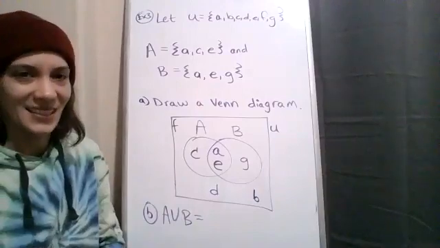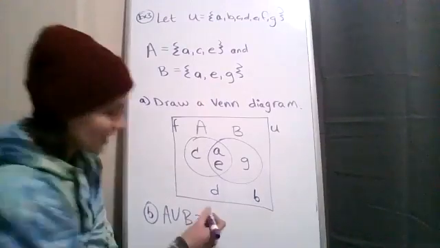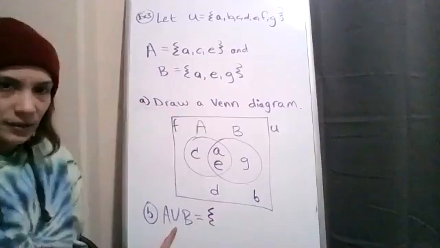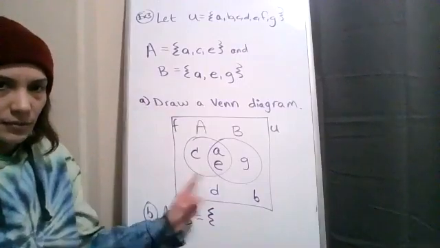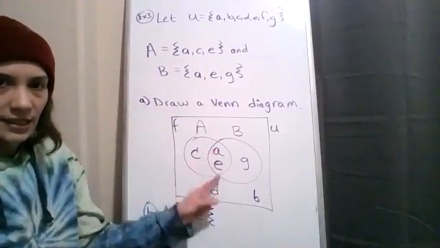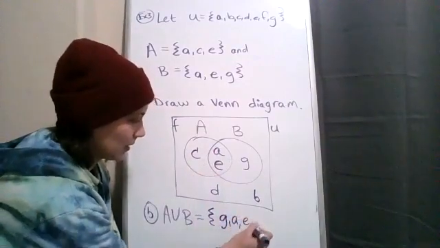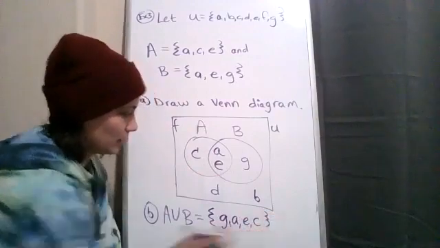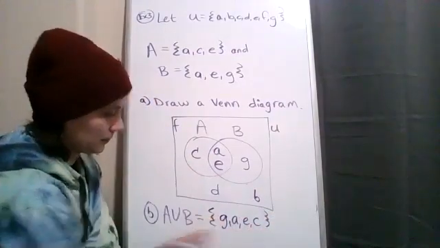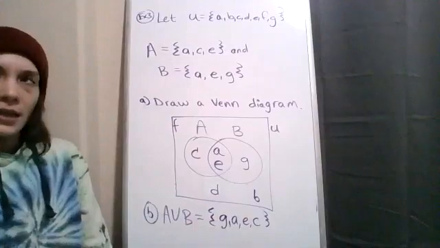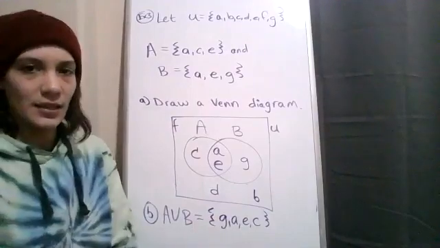Okay, thanks. Set containment for A union B. And you can put G, A, E, C. Close the set. Then we do A intersect B.